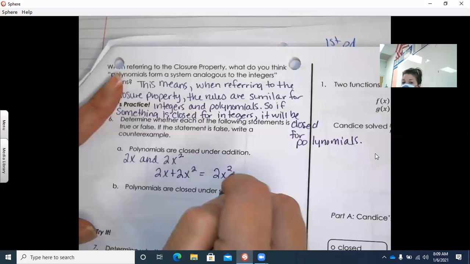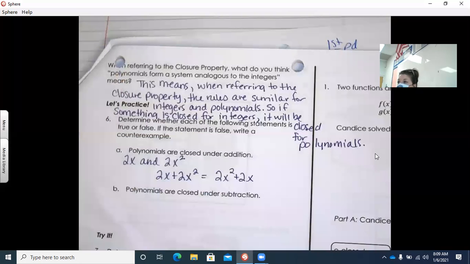Can you think of any instance where I start with a polynomial and add it to another polynomial, they're both polynomials, and the result is not going to be a polynomial? Like it's going to give me a negative exponent for the variable, or put a variable in the denominator. Is that going to happen when I add? No. So this is true. Polynomials are closed under addition.